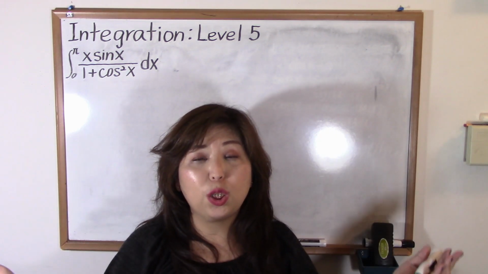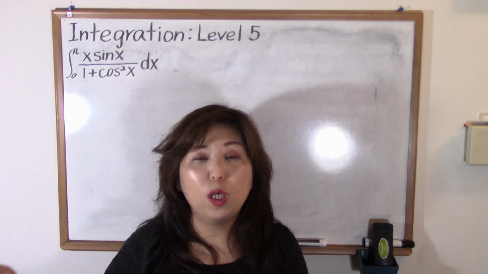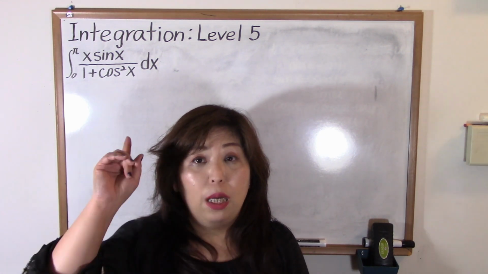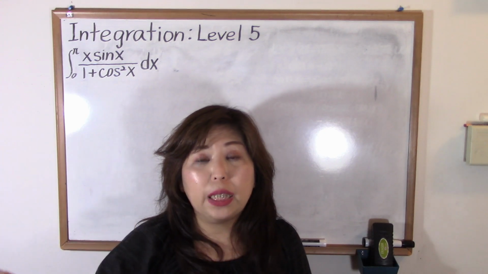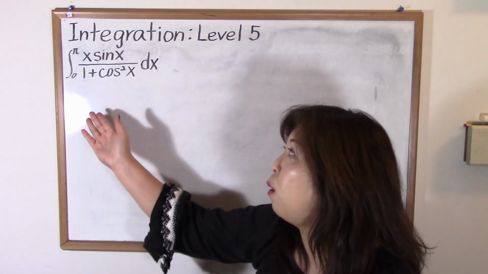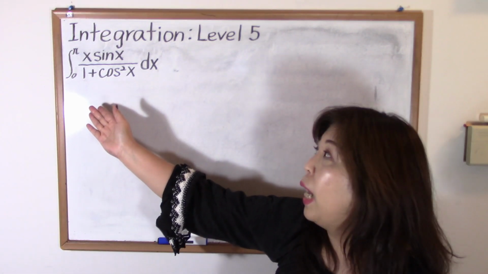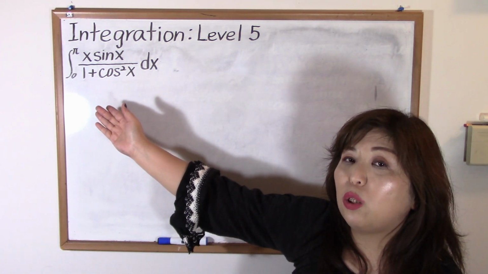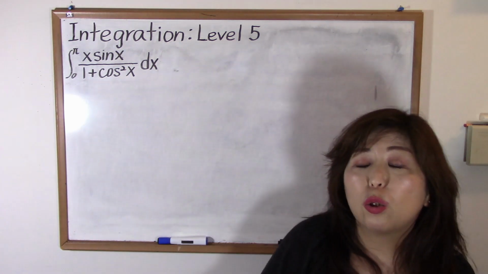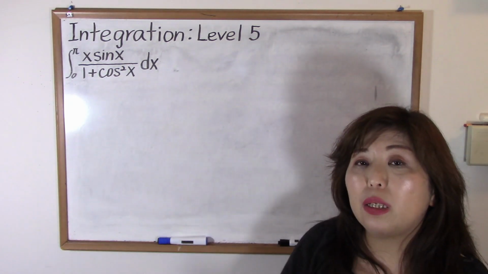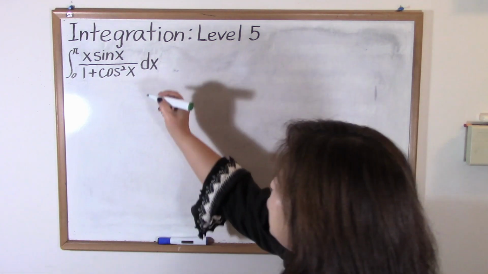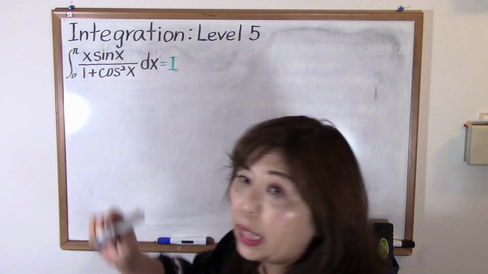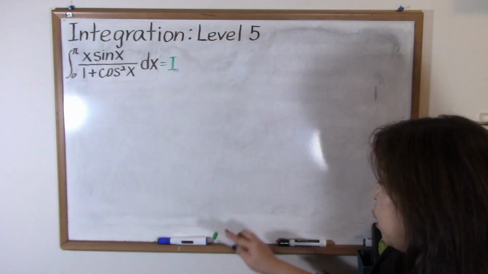Today I'm going to teach you integration, level 5. Actually, I'm going to teach you repeated definite integration today. Here's the problem. Integral from 0 to pi of x times sine of x all over 1 plus cosine squared x dx. So first of all, this is repeated integration. So we want to make this I is equal to I. Okay? This is the point.